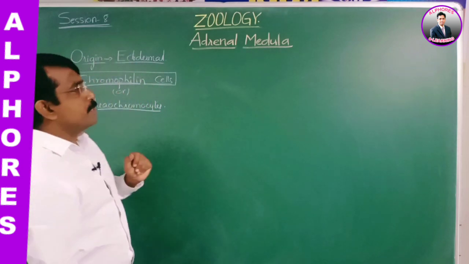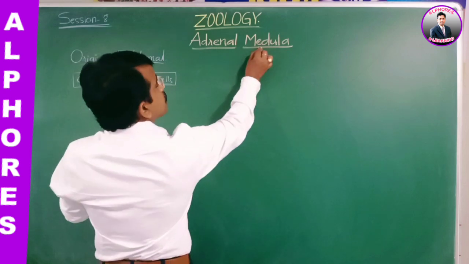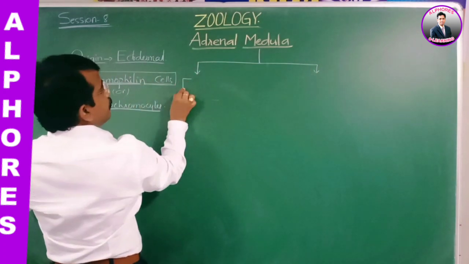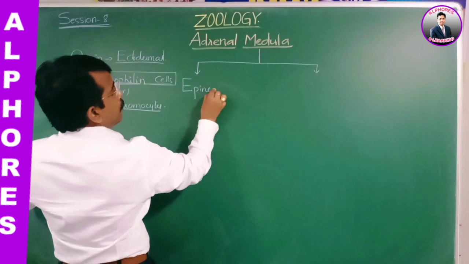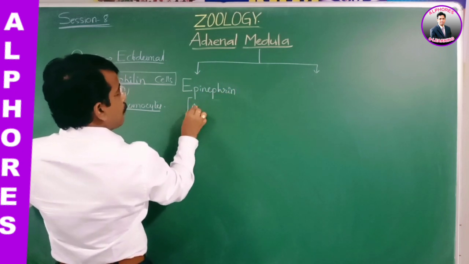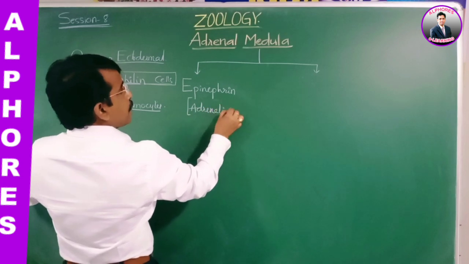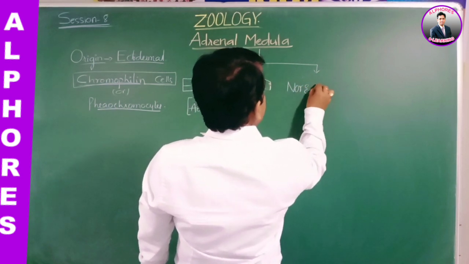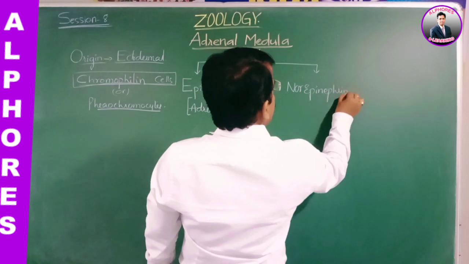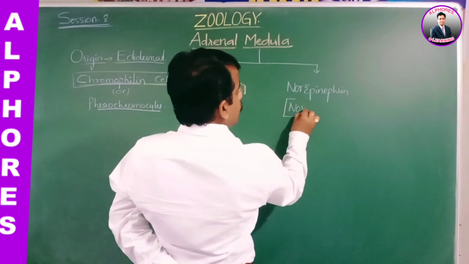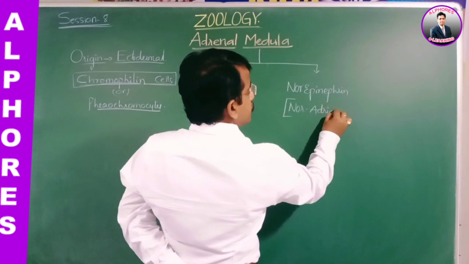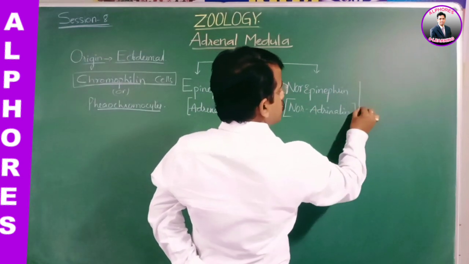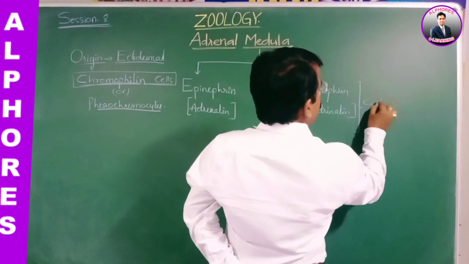Now, the medulla of the adrenal gland secretes two types of hormones: epinephrine or adrenaline, and norepinephrine or noradrenaline. These two are considered to be the catecholamines.